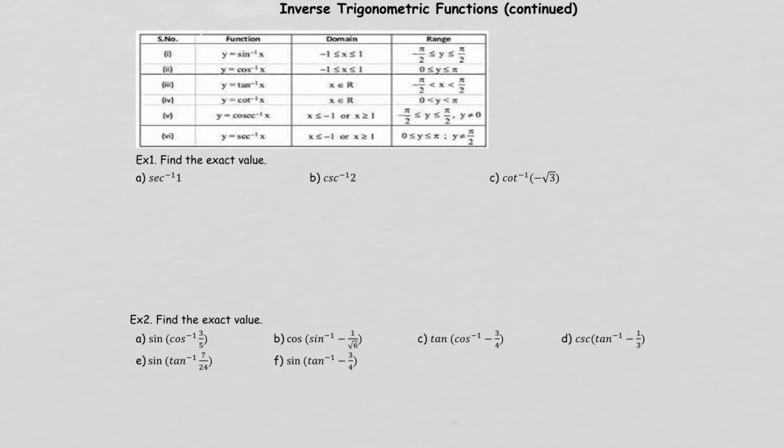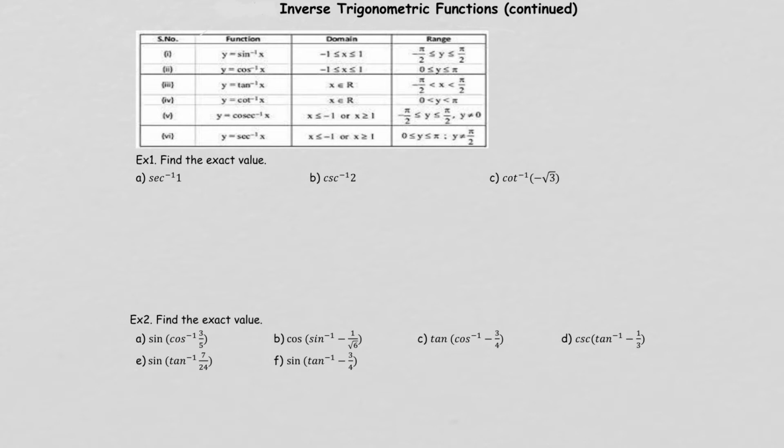And here, what if we have the other three trig functions? In the other sections, we talked about sine, cosine, and tangent, right? We didn't talk about secant, cosecant, and cotangent. So we're going to look at that first.